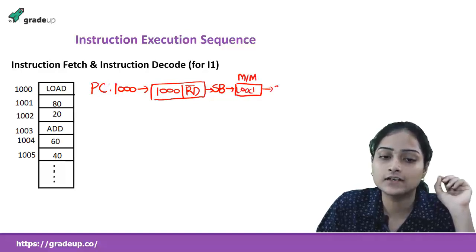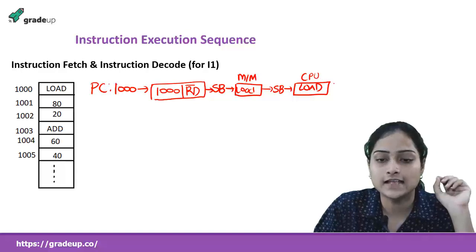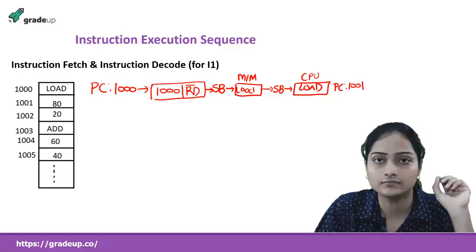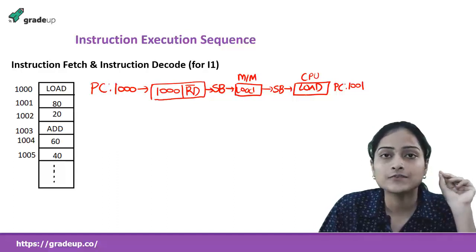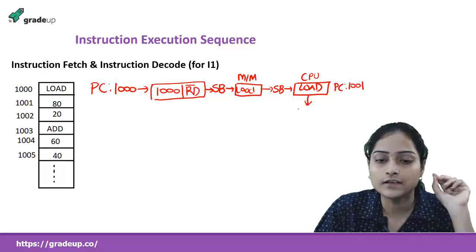It is again given to system bus and now it is returned to my CPU. Now CPU has this load. Fetching has been done. PC is now updated to 1001. Okay. When CPU got this load, now it will give it to instruction decoder.